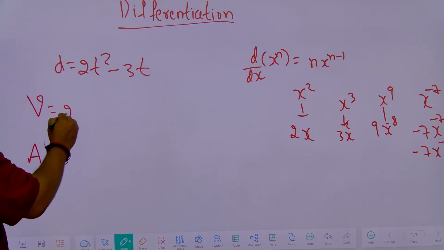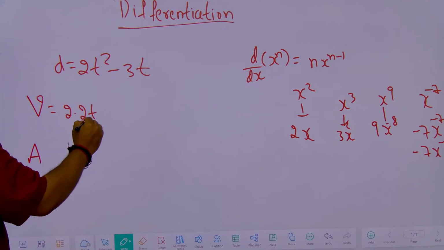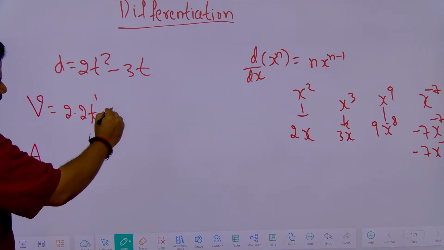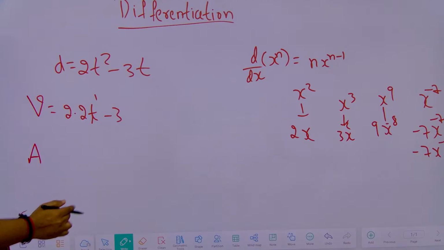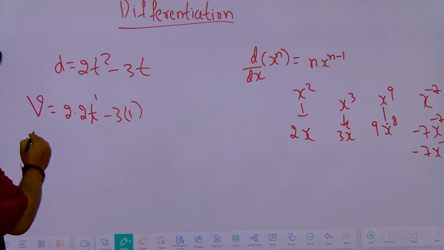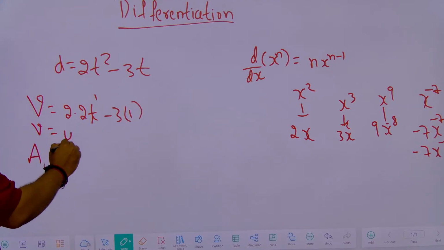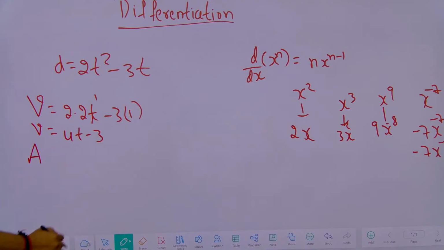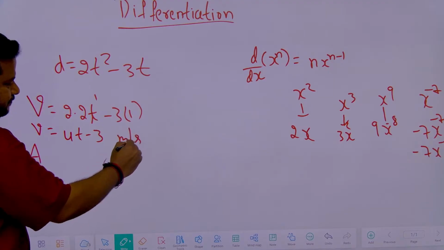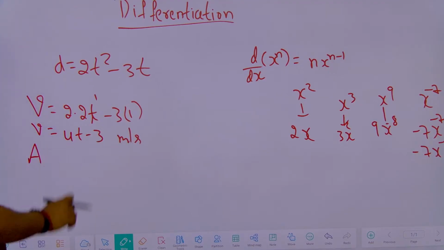So this will be 2 into 2 times t to the power of 1, minus the differentiation of x, which is 1. Similarly the differentiation of t is also 1. So we will have v equal to 2 twos are 4, 4t minus 3. This is the velocity. What is the unit of velocity? You will write it as meter per second. Okay, velocity, you got it.